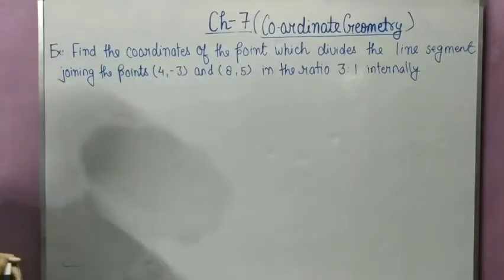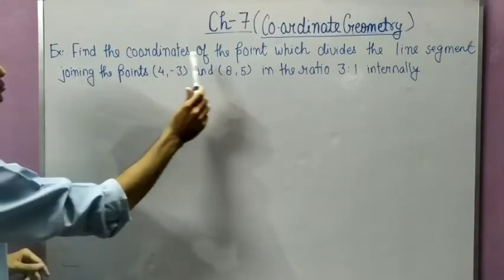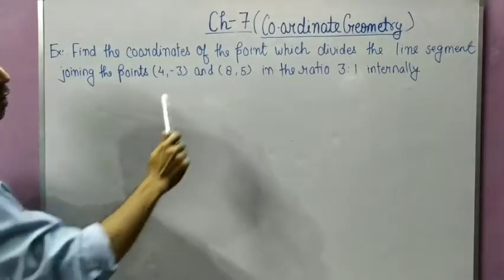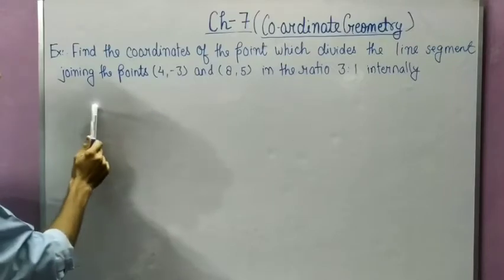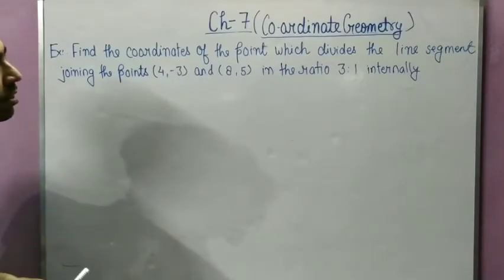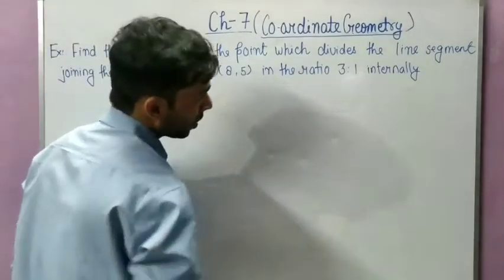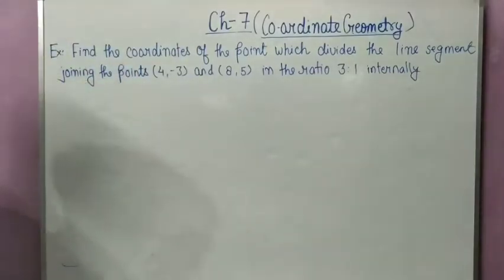So see, what is the first question of the section formula? Find the coordinates of the point which divides the line segment joining the points -4, 3 and 8, 5 in the ratio 3:1 internally. Okay, I am repeating the question one more time.